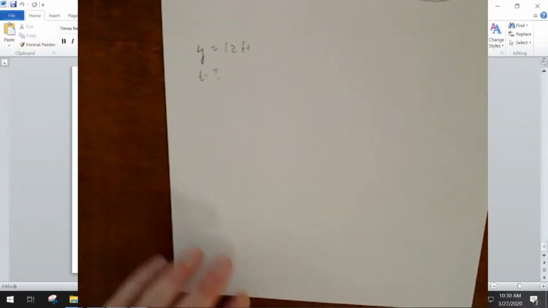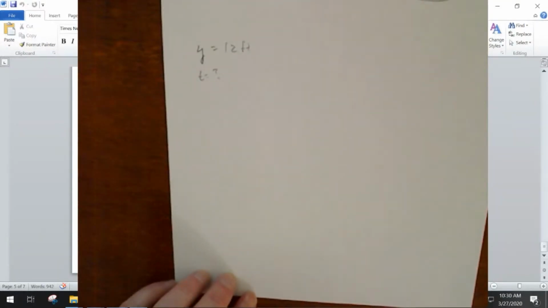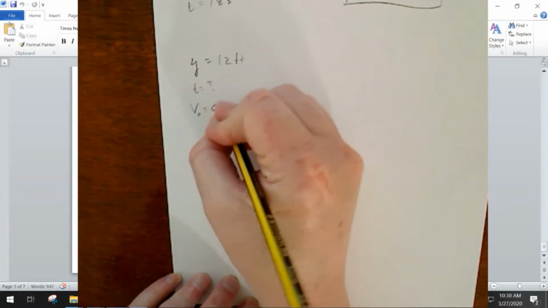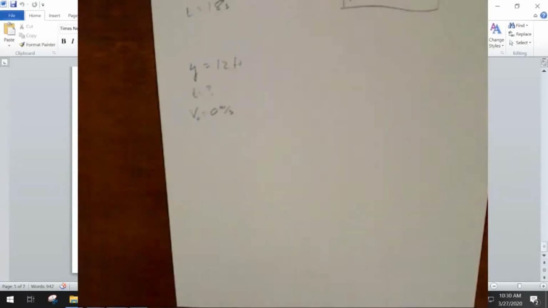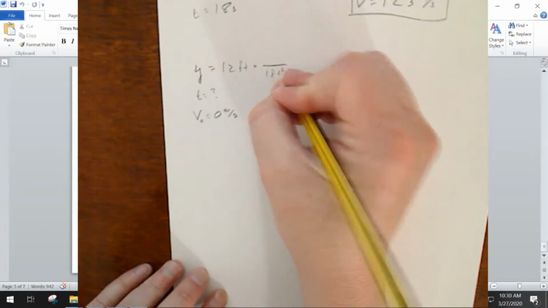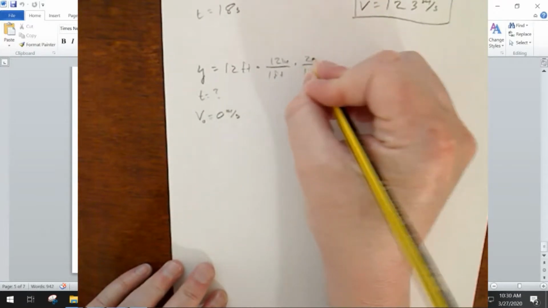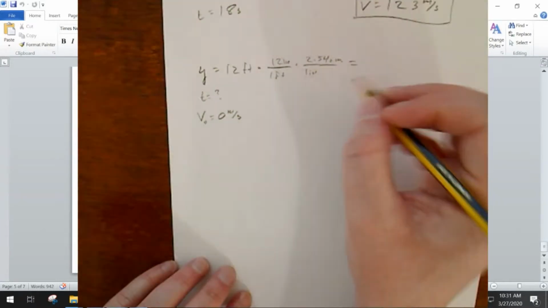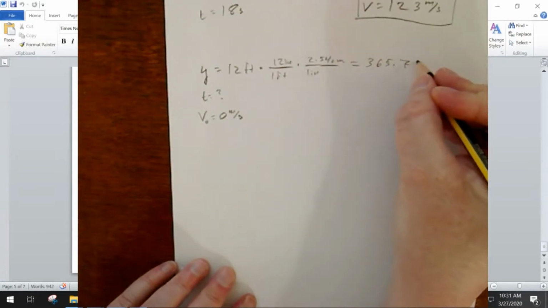These are the variables we are given. It's a 12-foot well, and we're looking for time. Anytime an object is dropped, we can make one assumption: we can assume that your initial velocity is 0. Now, of course, we don't want our distances in feet. So 1 foot is 12 inches, 1 inch is 2.54 centimeters. Let's convert that to meters real quick. 12 times 12 times 2.54, so that's 365 centimeters, which is 3.66 meters.